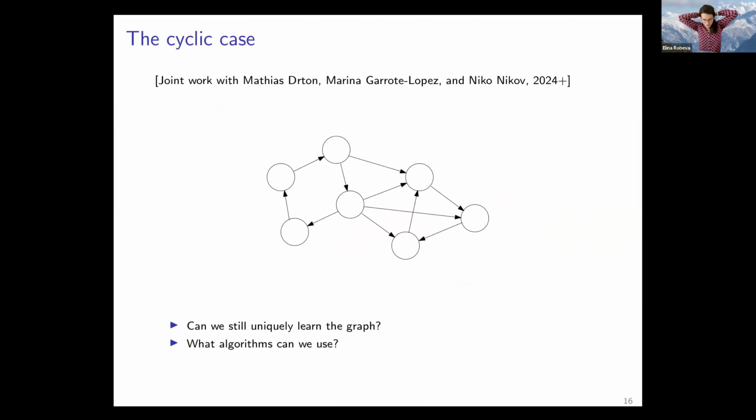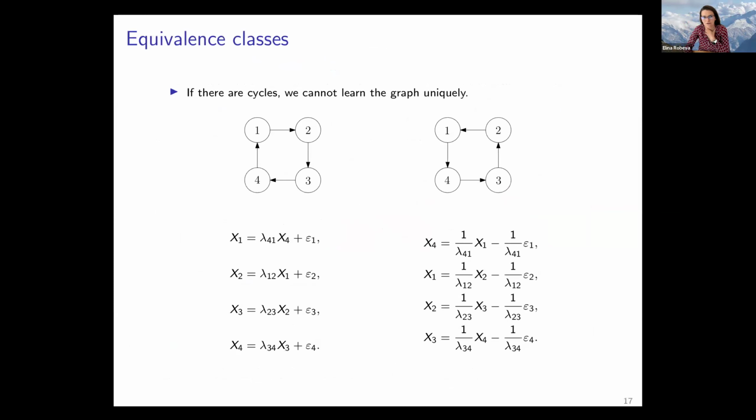So the last thing I wanted to say is the cyclic case. So can we still uniquely learn a directed graph in a non-Gaussian setting, and what algorithms can we use? And the first thing that's very interesting is that if there are cycles, we actually cannot learn the graph uniquely. So in the acyclic case, you can, but in the cyclic one, you can't.